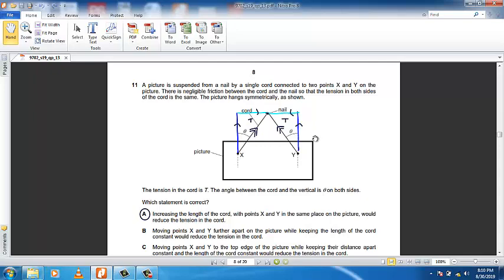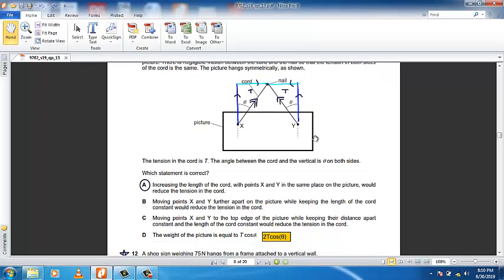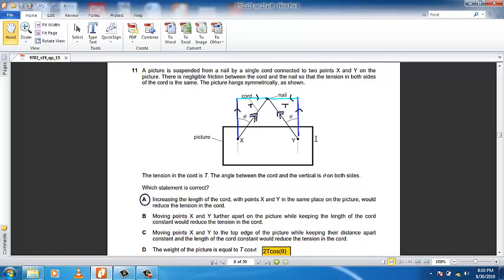Which statement is correct? A, it says that increasing the length of the cord with points X and Y in the same place on the picture would reduce the tension in the cord. B, moving points X and Y further apart on the picture while keeping the length of the cord constant would reduce the tension in the cord. C, moving points X and Y to the top edge of the picture while keeping their distance apart constant and the length of the cord constant would reduce the tension in the cord. D, the weight of the picture is equal to T cos theta.